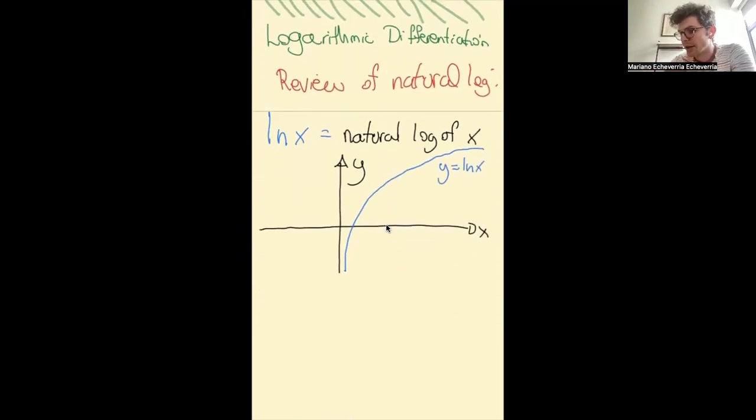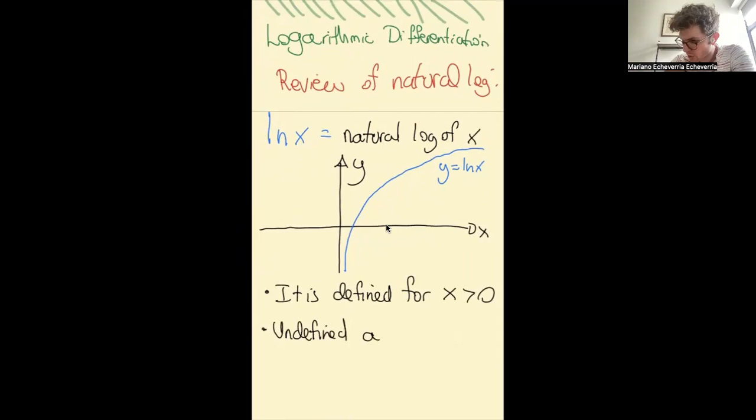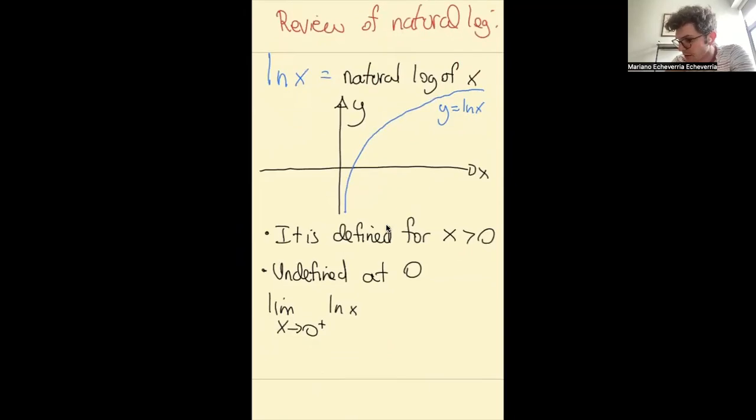It is defined for positive values of x. At 0, it's undefined. But now that we have this limit terminology, you can actually ask what's the limit as x approaches 0 from the right of ln of x. This just means how natural log behaves as you choose values of x closer and closer to 0.